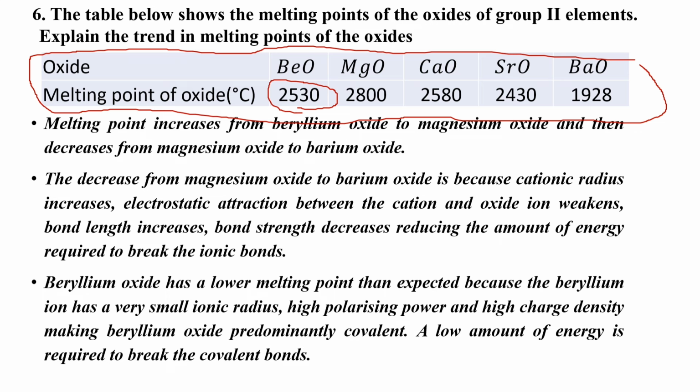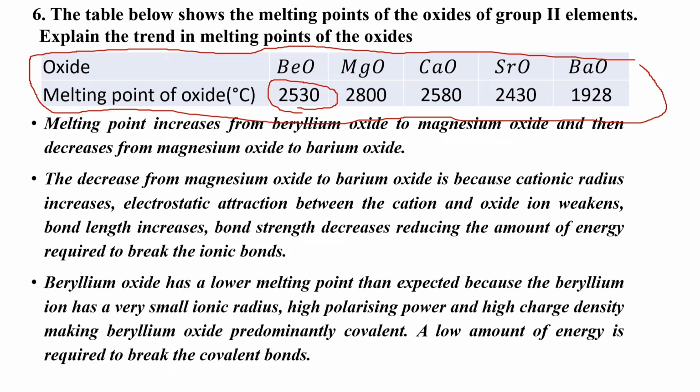So there is some abnormality in beryllium oxide here. So we are saying that beryllium oxide has a lower value. The reason we are going to give it here: melting point increases from beryllium oxide to magnesium oxide, then decreases from magnesium oxide to barium oxide. Or we can say melting point generally decreases from magnesium oxide to barium oxide. However, beryllium oxide has an abnormally lower value.